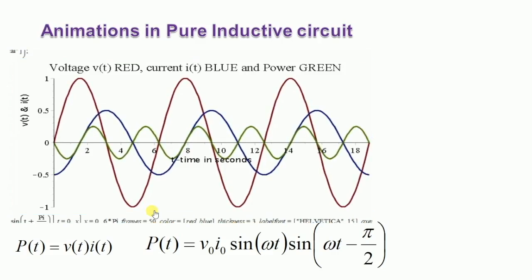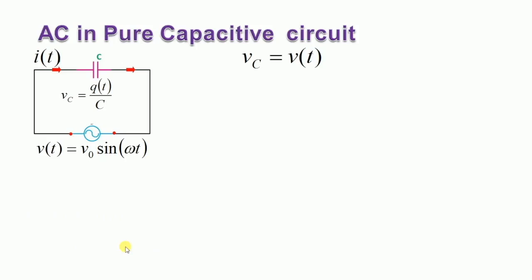I guess these animations are quite useful in understanding what is going on. Now we can switch to the next circuit, that is the pure capacitive circuit. We have only one element, rather component, a capacitor, which is connected to the AC signal, and voltage across the capacitor is charge divided by capacitance. Naturally, voltage being a function of time, the charge in the circuit will be a function of time.